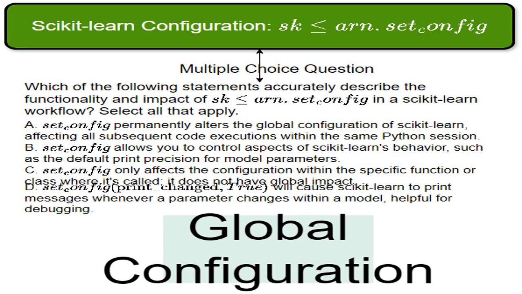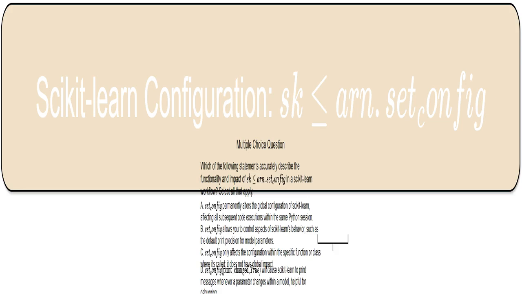This line indicates that a key aspect to understand is how the set_config function affects the entire Python session as opposed to just a small part of it. The configuration applies globally unless specified otherwise. This line introduces the topic of the quiz, understanding the scikit-learn library's configuration function, sklearn.set_config. Scikit-learn is a popular Python library for machine learning.